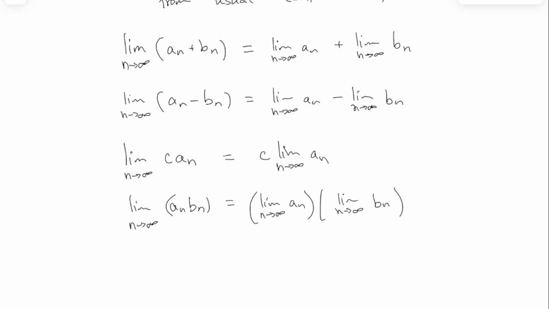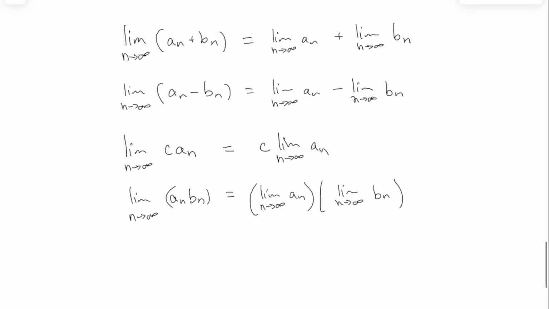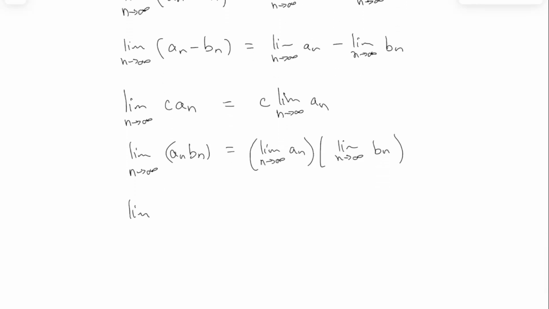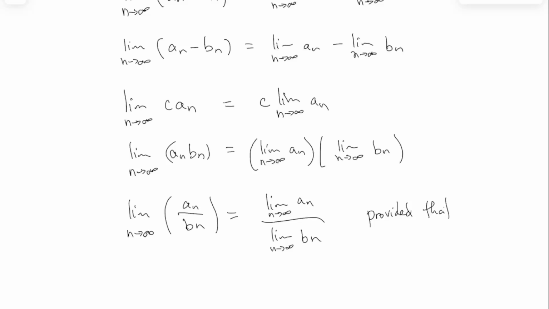All right, this also works for quotients. I'm just going to write two more. It also works for quotients, mostly: lim of an over bn equals lim of an divided by lim of bn, provided that... there's actually a little technicality that you have to say here. This is only valid provided that. Anyone got an idea?